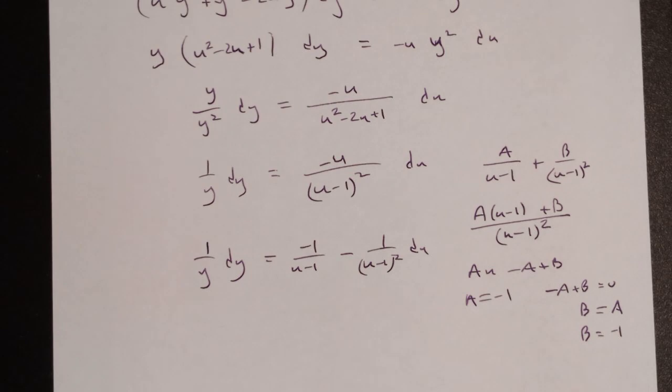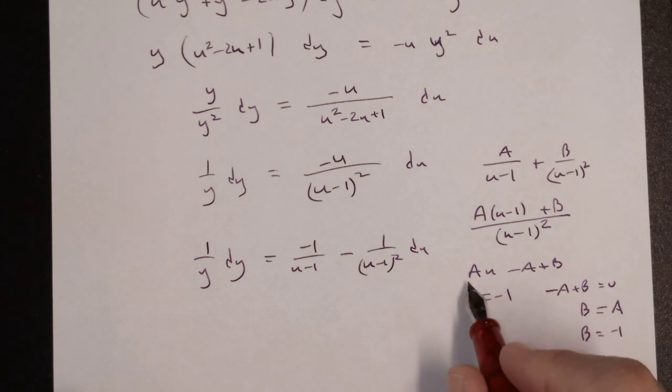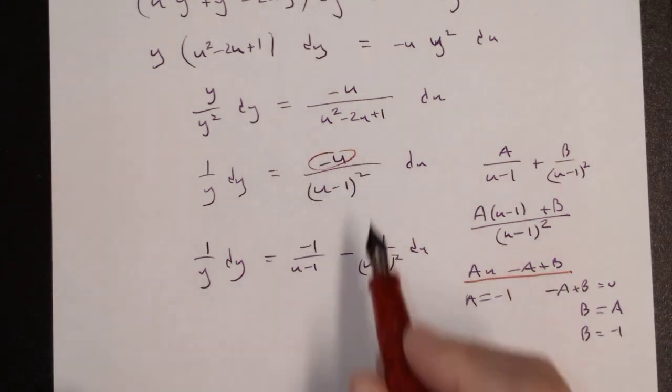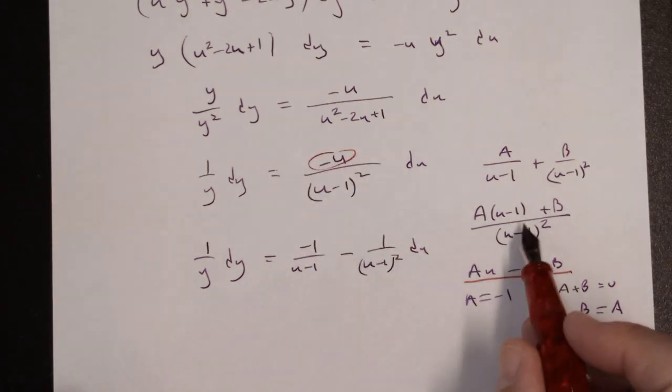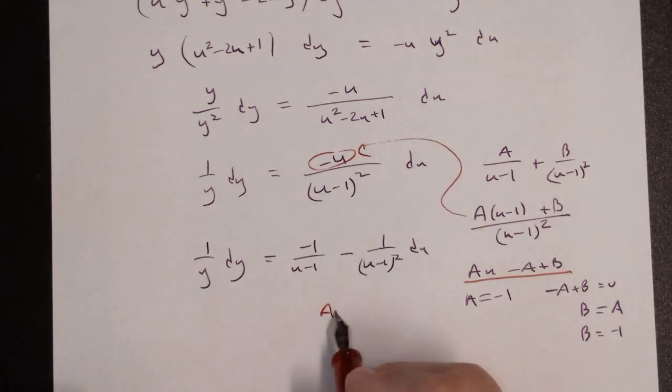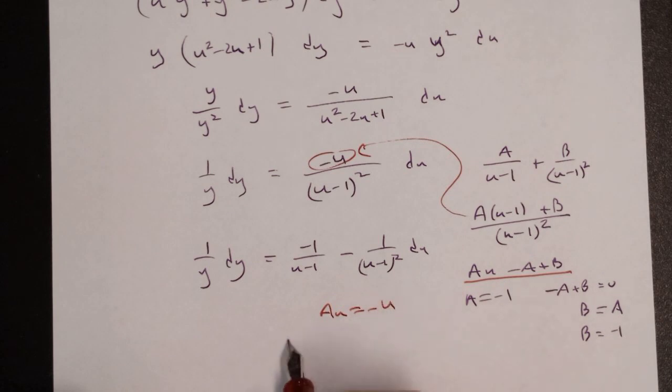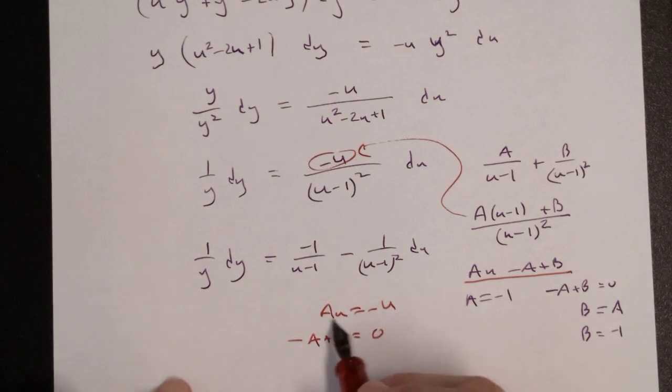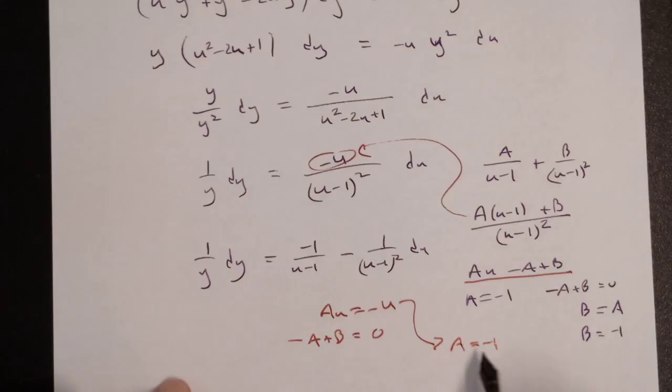You go over that A plus B part again? Sure. This has to be equal to this. The top of this has to match the top of that. So au is equal to minus u, and minus a plus b is equal to 0, because there's no constant term up there. This tells me that a is equal to -1. This tells me that b is equal to a, so b is equal to -1.